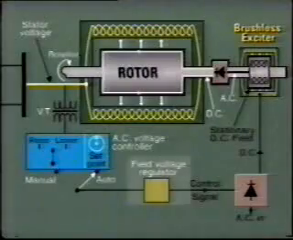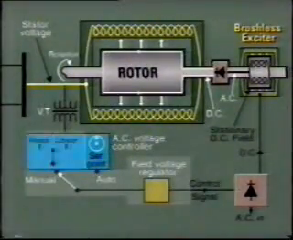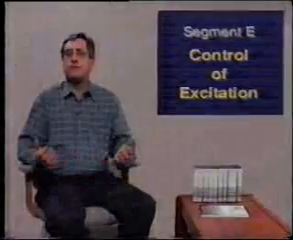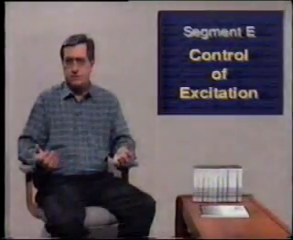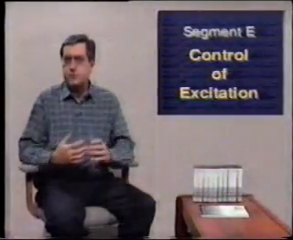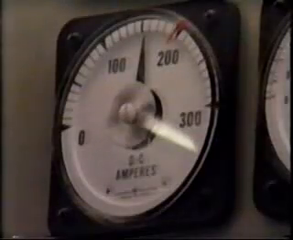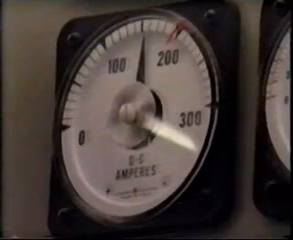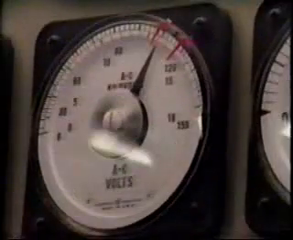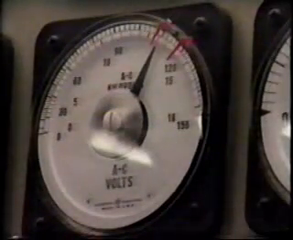When starting up the unit, the field voltage regulator may be set to manual, and in this case the operator will control the regulator directly. So what is the effect of adjusting excitation? Well, obviously, one effect is to adjust the output voltage of the generator. For example, by increasing the excitation current, the generator terminal voltage will increase.